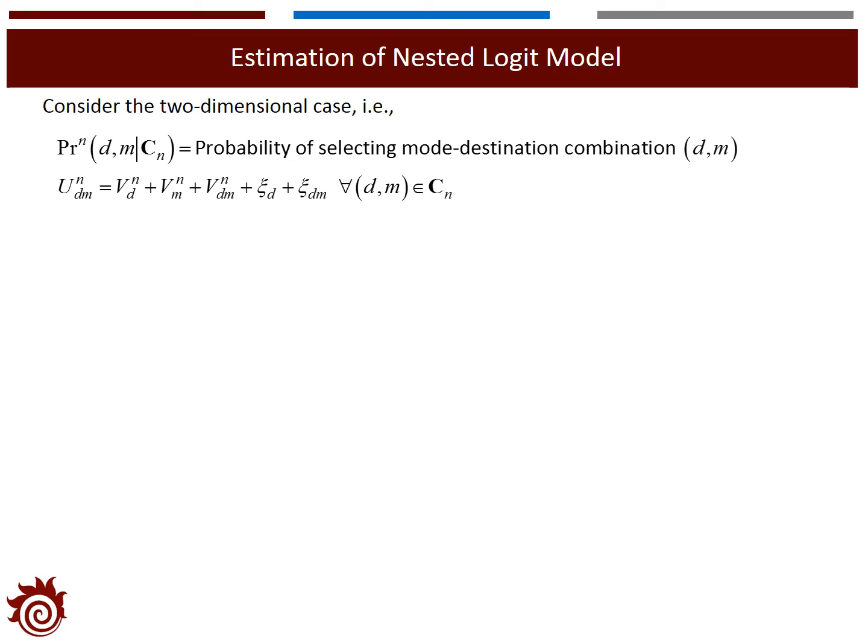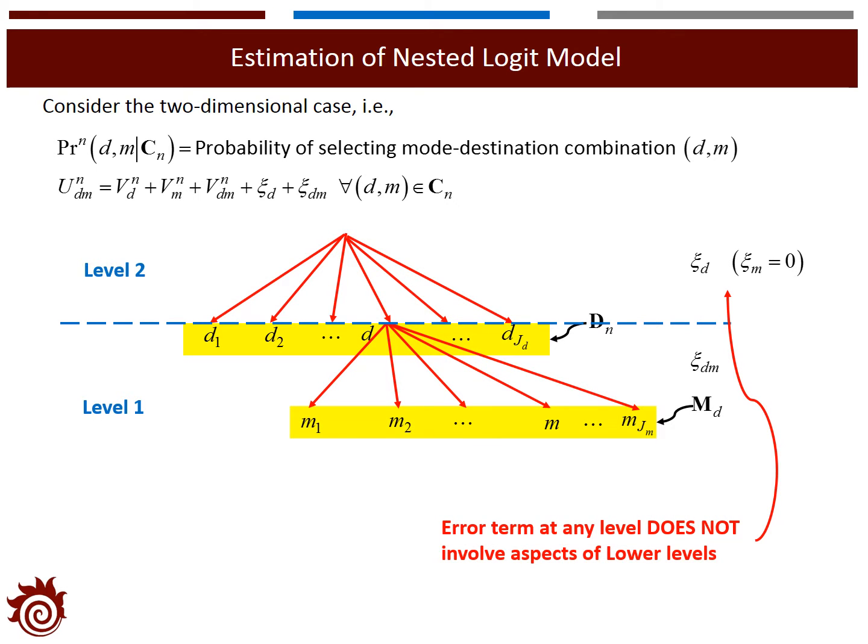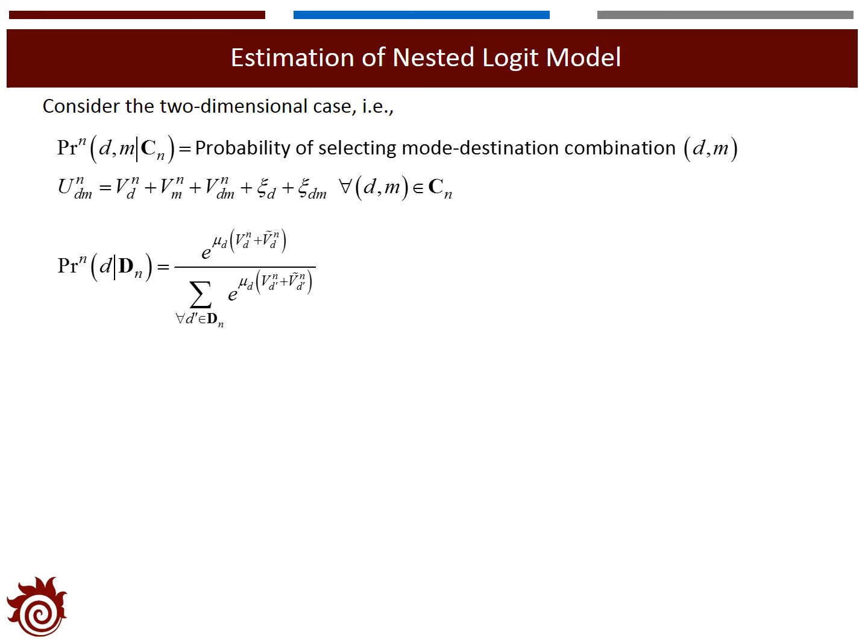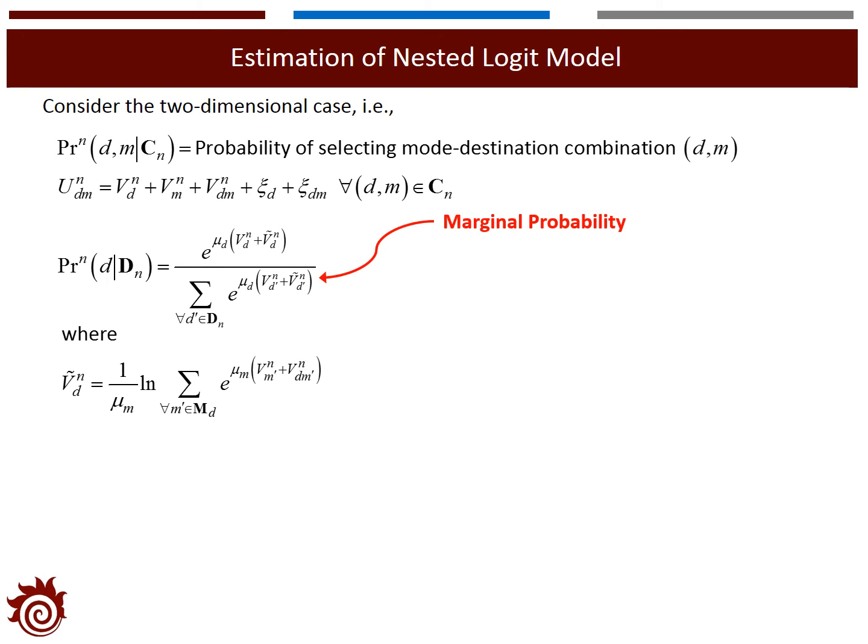And the utility for this problem is defined as the summation of 3 deterministic terms and 2 random terms. This figure shows the nesting structure for the 2-dimensional problem. Here we assume that the random term for the mode is always 0. From our previous analysis, we get the expression of the marginal distribution, and it contains the log sum term, which will represent the utility of all the modes with respect to the destination D.